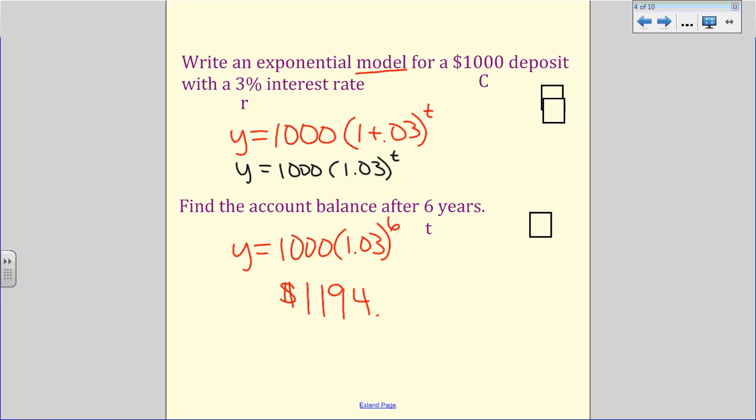$1,194.05. Do we agree, ladies and gentlemen? I like it. I like it a lot. Any questions on that first one? This is what we call a simple interest problem, ladies and gentlemen, because they're just giving you your 3% at the end of the year. Okay? There aren't many exponential growth problems with money that deal with simple interest, but we are taking a look at a few of these.